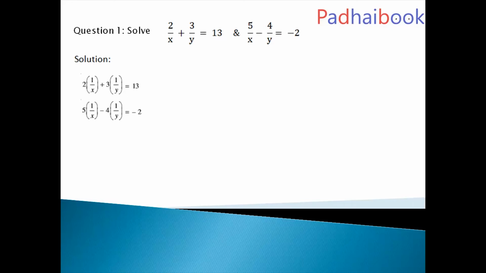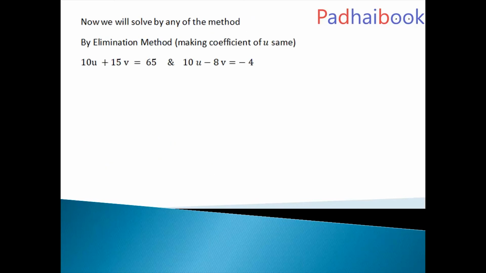Now we can make a substitution here, and that substitution will be put 1 by x is equal to u and 1 by y equal to v. So your equations become 2u plus 3v equal to 13, 5u minus 4v is equal to minus 2. Now we are going to solve these equations by any of the methods which you have learned in the previous videos. I'm going to solve this by elimination method.